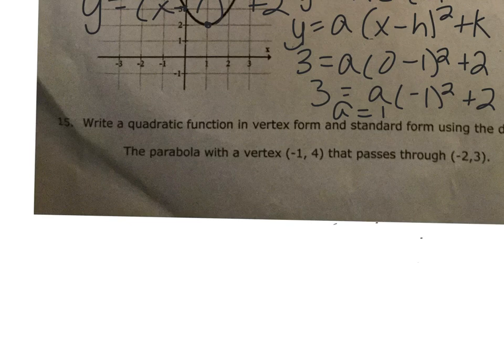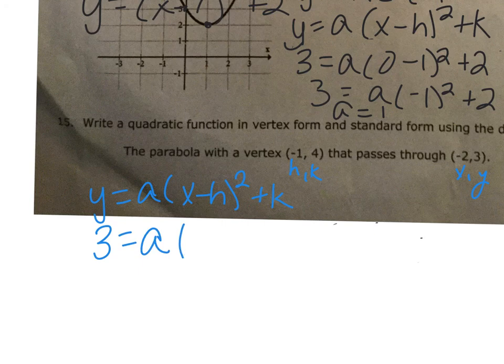Okay. Okay, so last question. Now we have the vertex and a point, and we're going to write a quadratic function in vertex form, and then we're going to convert it to standard form. So again, this is h, k, this is x, y, and I write down my form from my reference chart. y is 3, a is what I got to figure out, because I don't know that just by looking at the points. x is -2, sorry. h is negative 1, so it's minus negative 1 squared plus 4 is k.